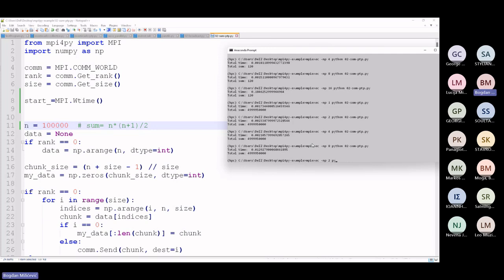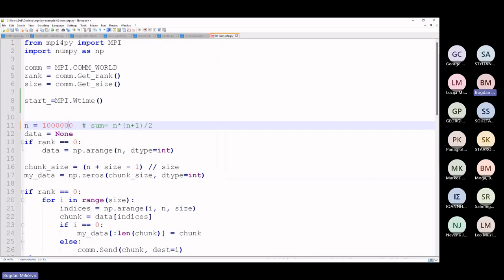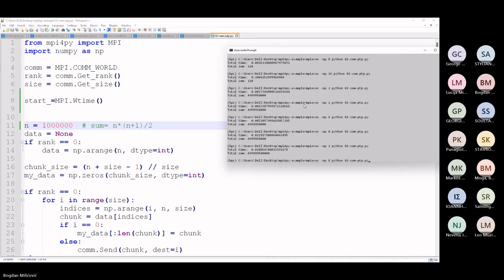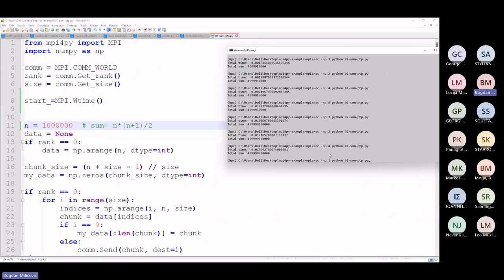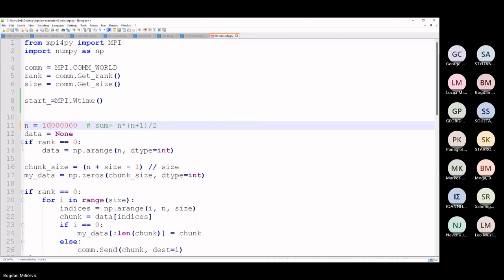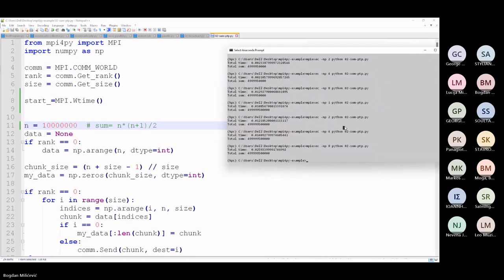Let's increase the number even more. Here what we have is that it's still the fastest with only 1. Let's increase more. This is 1 million if I see correctly. And let's try now. With 1 process, with 2 processes, it's still faster with, I'm sure I'm not changing the right value, yeah. It's still faster on a single processor. Okay, now let's increase even further. The word Python is missing. Okay, so the time increased.